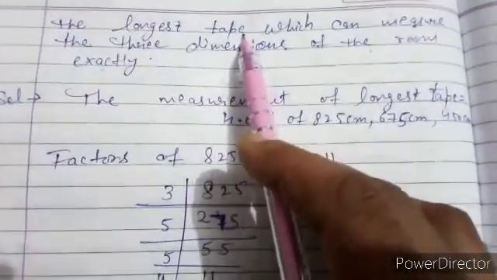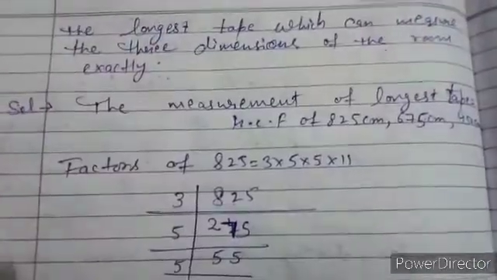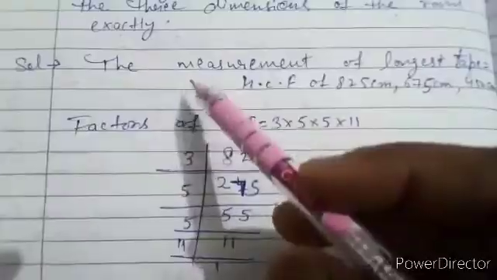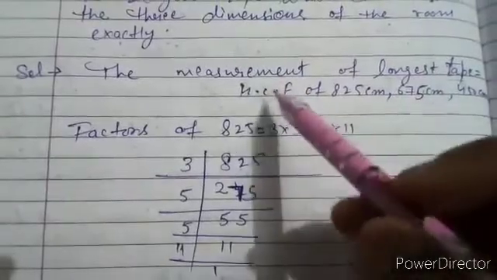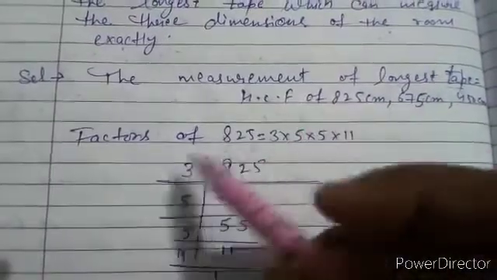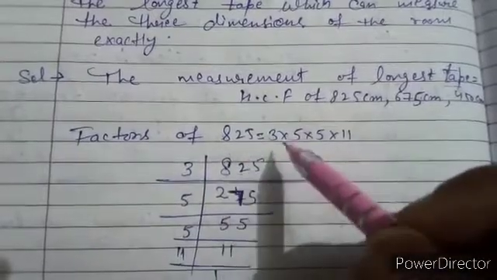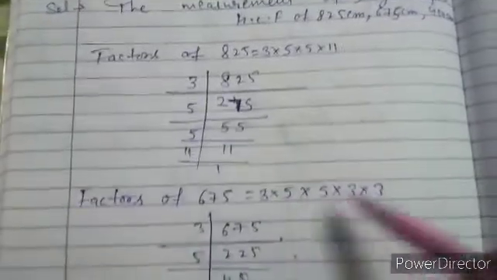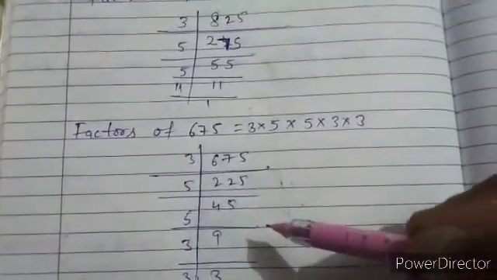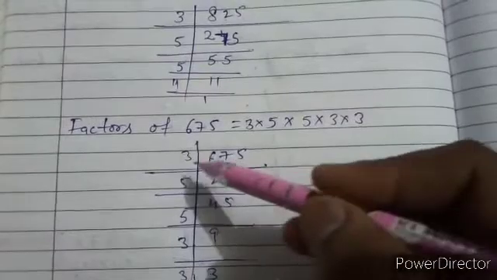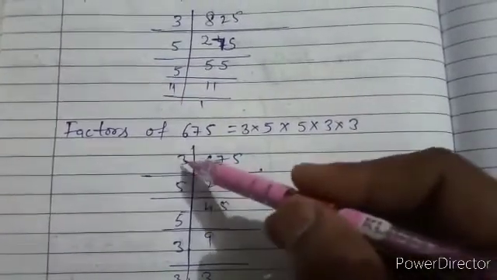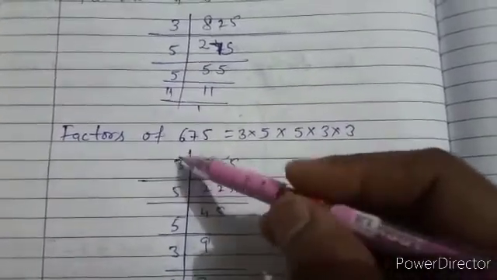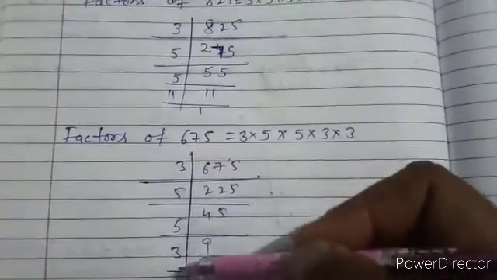Longest tape means we have to find out the HCF. So here we can write the measurement of longest tape is equal to HCF of these numbers. So firstly we will find out the factors of 825. We can show also factors of 675. Here if we have divided by 3, we can divide firstly by 5 also, because we have to take prime factors. Factors of 450, this also we can show.